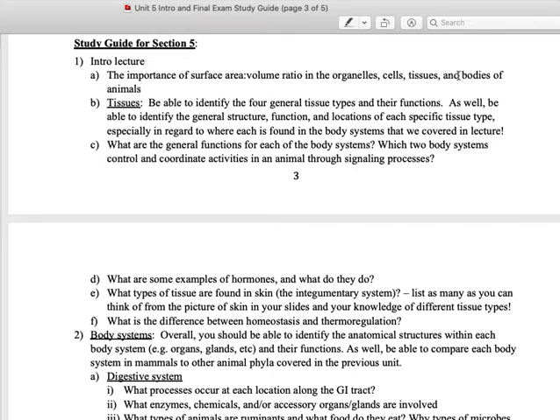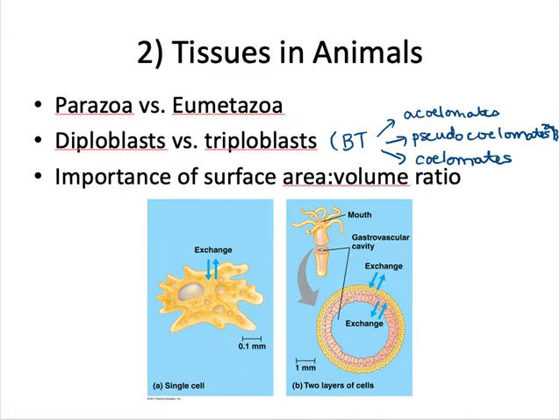So from the lectures, the first concept is the importance of surface area to volume ratio among the different levels of organization. So we're going to talk about that in terms of tissues, but then relate that to what we've learned about organelles and cells. And so one thing we've learned before was that thin, flat animals don't require a circulatory or respiratory system. And this is because they have a high surface area to volume ratio.